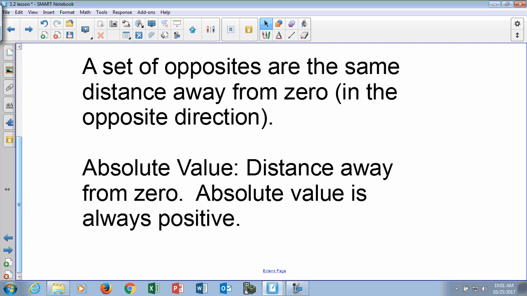Absolute value is the distance away from 0 a number is. That's the number of units from 0 any number is on the number line. So that value is always going to be positive, right? Because you can't be a negative distance away. Does everybody understand that? All right. So those are your 3 summary points you got to get down.